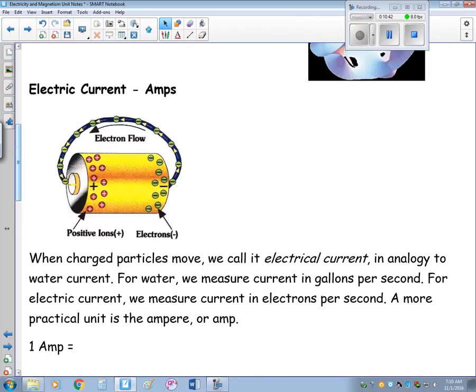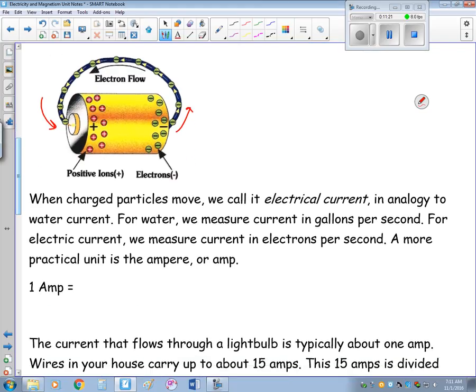Let's talk about electric current, or the amps. So if you were to take a battery and take a wire and connect the positive end and the negative end, what's going to happen is that electrons are going to flow from the negative end towards the positive end. And this is because opposite charges attract and like charges repel. So the electrons are being pushed away from the negative side of the battery and are being attracted to the positive side of the battery. So when charged particles move, we call this electrical current.